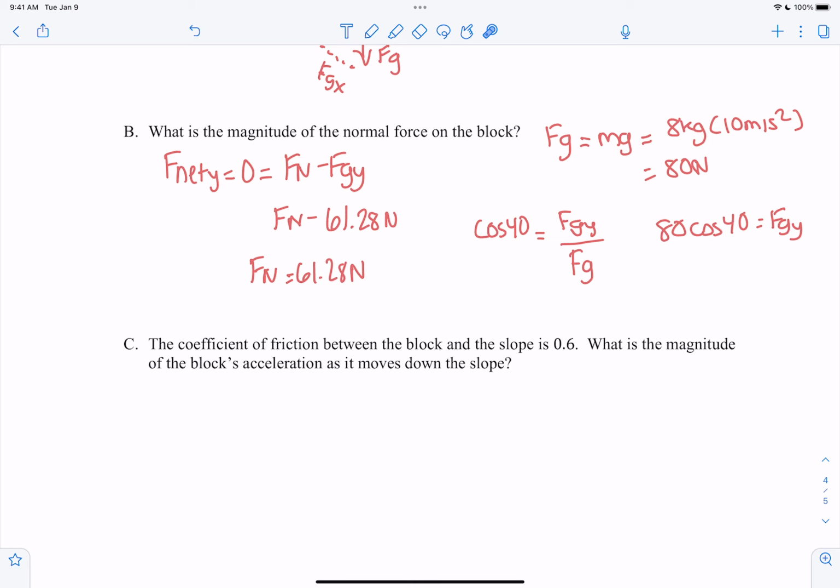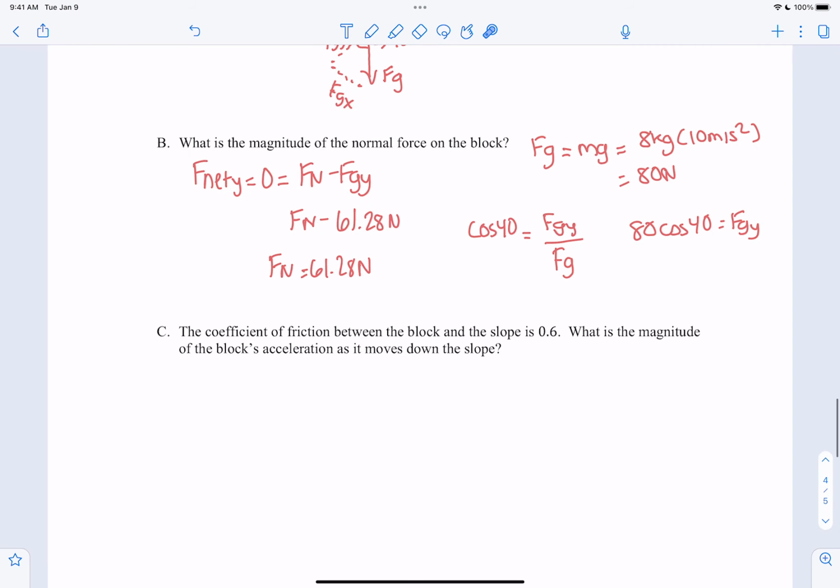All right. So that's 61.28 newtons for our normal force. Makes sense for part B? Any questions at all? Makes sense?